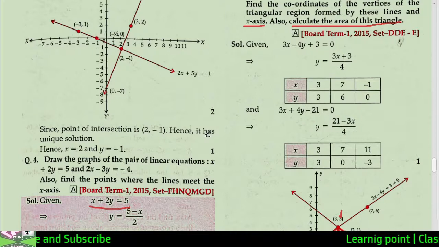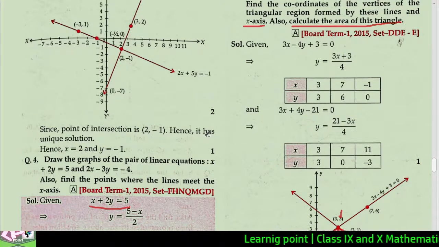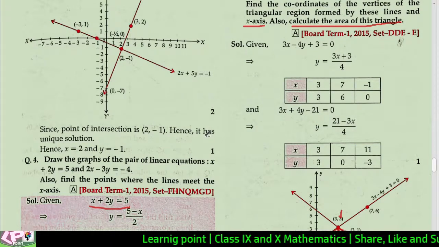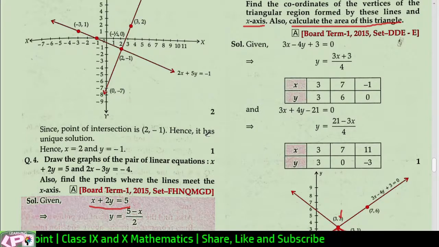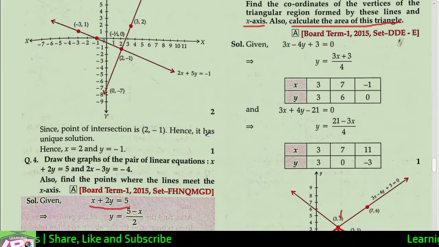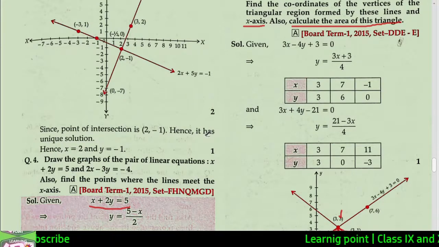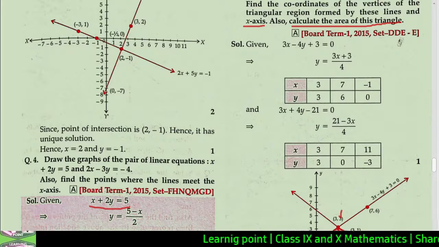Okay, so this completes the graphical method of solving a pair of linear equations in two variables. From the next class, I'm going to solve a pair of linear equations in two variables by the algebraic method. The methods are actually what? Substitution method and elimination method. Only two methods we have to discuss in this chapter. They are called the algebraic method.